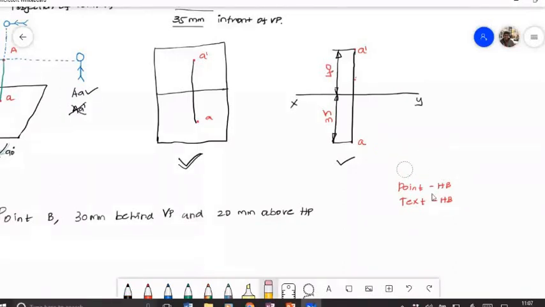You also need to mention which is your VP and which is your HP. I forgot to note that. You need to name the reference line with capital XY, and also mention your VP and HP. This will be helpful to identify whether it's a first angle projection or second or third or fourth. I forgot to mention that before, so mention the VP and HP here.